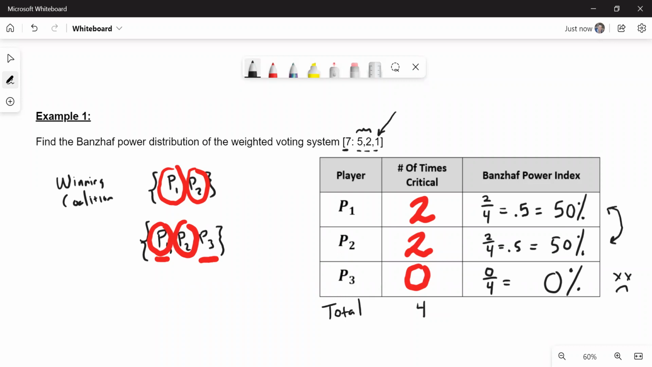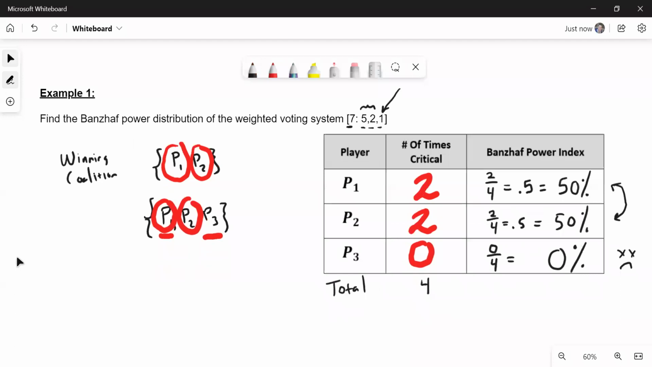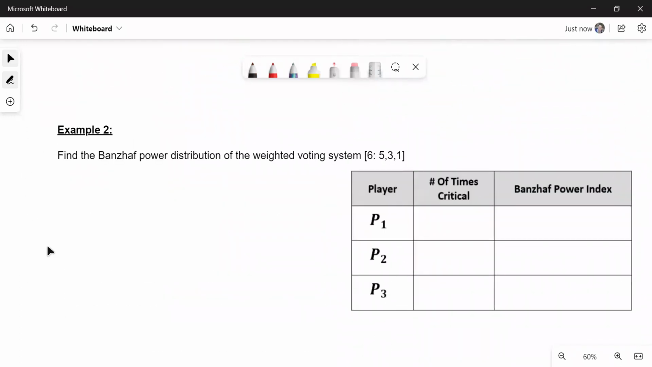Now, you might have thought, and anybody might have thought, that 5 votes is more powerful than 2. But by Banzhaf's measure, since they're never more critical than the other, they really don't have any more power, even though they have more votes. So it gives us a new perspective about what we mean by someone having power when we consider how many times they're critical. Let's take a look at a second example.